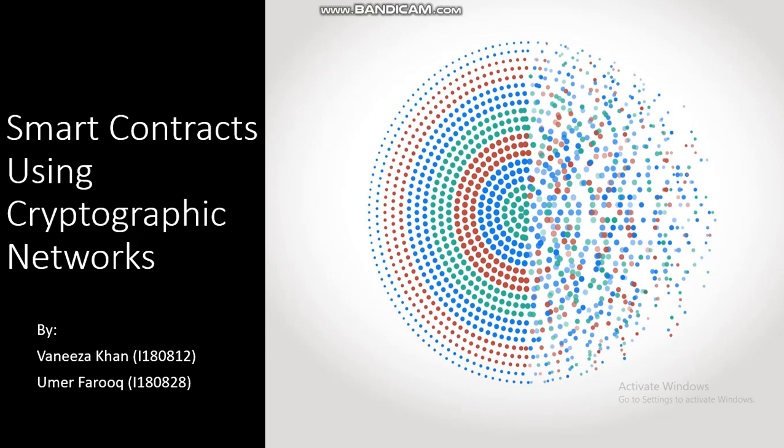The topic of our presentation is smart contracts using cryptographic networks. To understand smart contracts, we first need to study cryptographic networks. One of the major networks where cryptography is used is blockchain.